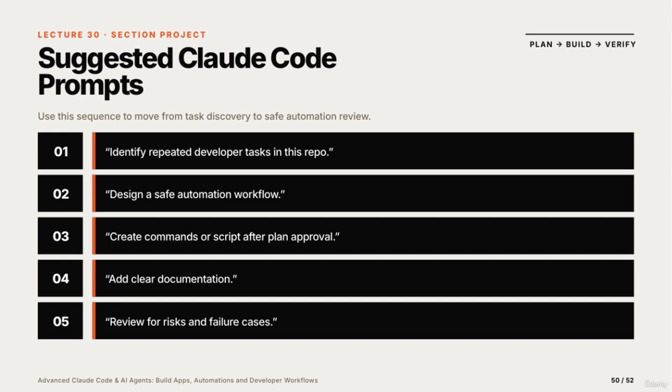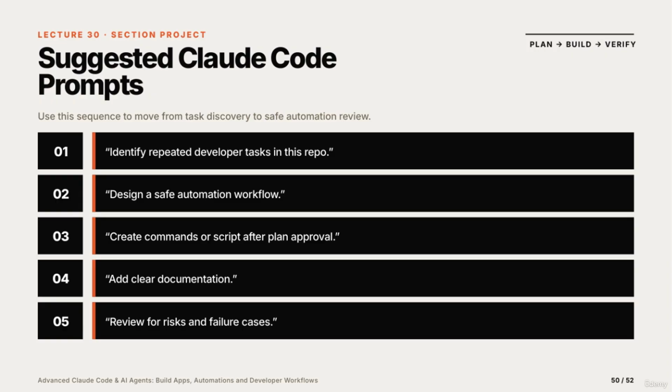have the biggest impact. Next, you design a safe automation workflow, ensuring that any automation you create aligns with best practices and safety standards. Once the plan is approved, you move on to creating the actual commands or scripts to perform the automated tasks. After that, it's crucial to add clear documentation so that anyone interacting with the automation understands its purpose and usage. Finally, you conduct a thorough review to identify potential risks and failure cases, making sure your automation operates reliably. Following this plan, build, and verify flow ensures a structured approach to building effective and safe developer workflows.